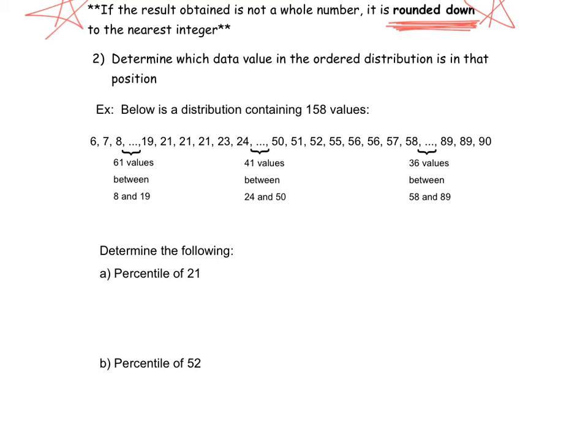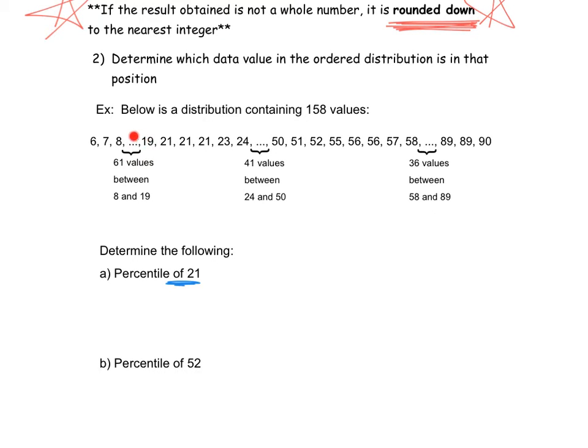In our first example, we're going to determine the percentile of 21. So we're given this distribution here. This is the list of all my numbers. We have 158 values here. We didn't list them all. We listed the first few.